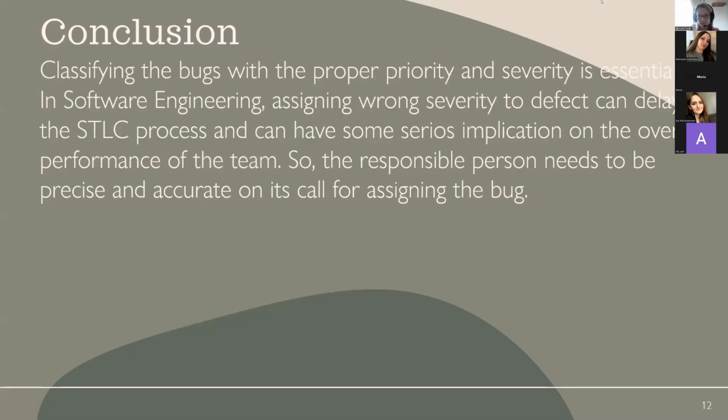In conclusion, I would say that classifying the bugs with the proper priority and severity is essential. In software engineering, assigning the wrong severity to a defect can delay the STLC process and can have serious implications on the overall performance of the team. So, the responsible person needs to be precise and accurate in assigning the bug.